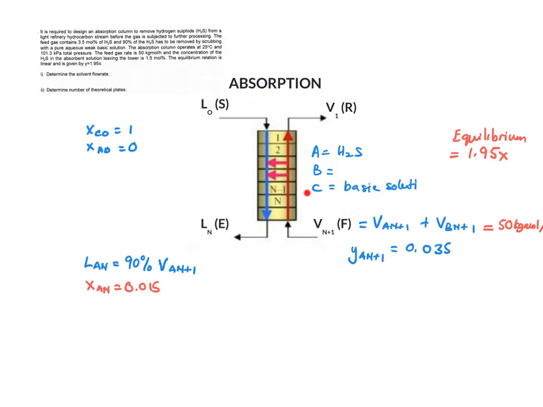It is better to represent the symbols here: H2S is represented by symbol A, C is the solvent, which is the basic solution, and B will represent the other gases. Since the solvent used is pure, the mole fraction XC0 is equal to 1. So we can determine XA0, the mole fraction of the solute in the solvent, is equal to 0. We need this data.